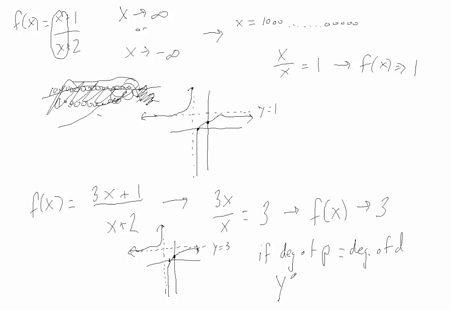So in this case, if the degree of the numerator equals the degree of the denominator, you will have a horizontal asymptote, or the end behavior, the graph tends toward the value of a over b, which is the ratio of the leading coefficients. Here the degree is the same, leading coefficient of 3, leading coefficient of 1, the ratio of 3 to 1, that's the horizontal asymptote. Up here we had leading coefficient of 1 over 1, that ratio is 1, the graph tends toward y equals 1.